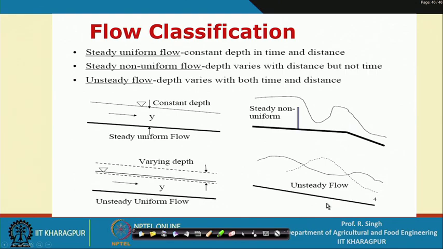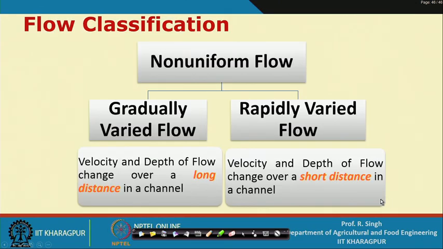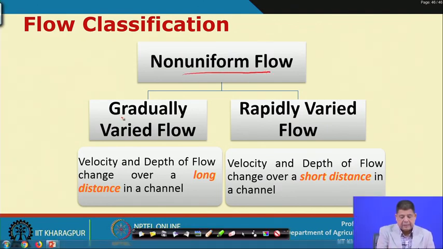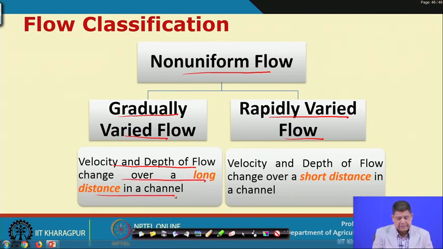Then we can come to another kind of classification, that is non-uniform flow. Within non-uniform flow, flow could be further classified as gradually varied flow or rapidly varied flow. When the velocity and depth of flow change over a long distance in a channel, that is referred to as gradually varied flow, whereas if velocity and depth of flow change over a short distance, then it is referred to as rapidly varied flow.